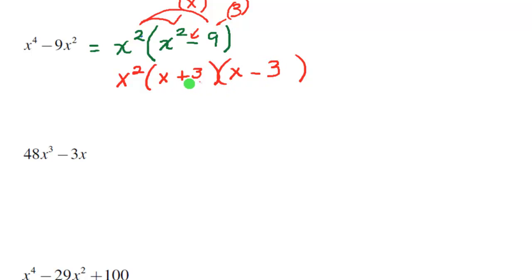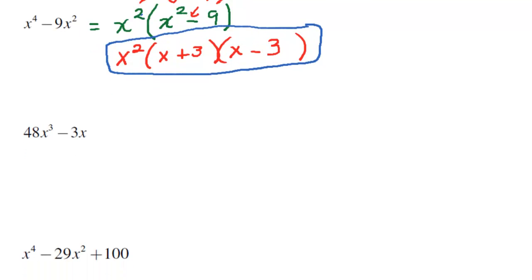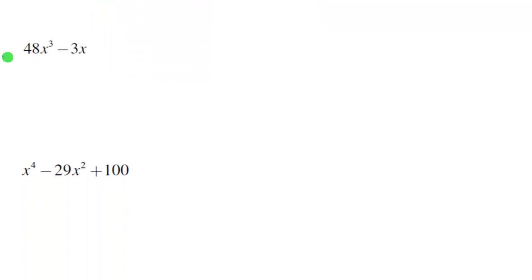And then do a quick check. Can we factor x plus 3 or x minus 3 further? No, we can't. So this is your final answer right here. Don't forget when you write your final answer to include the x squared greatest common factor that you pulled out in the first step. Otherwise, you will probably get partial credit but not full credit from your teacher. Okay? All right. Here comes the next binomial.